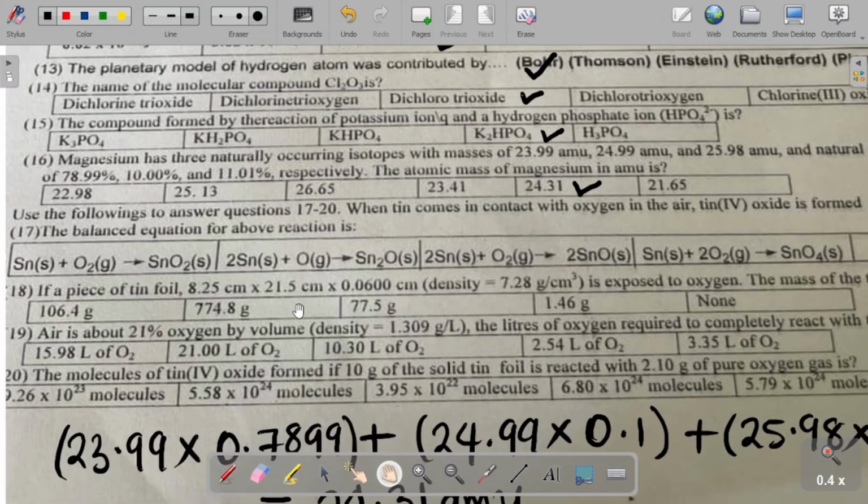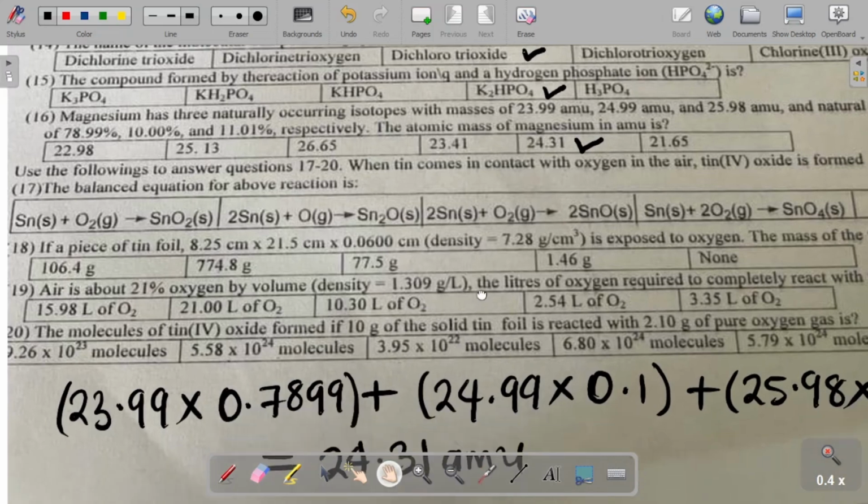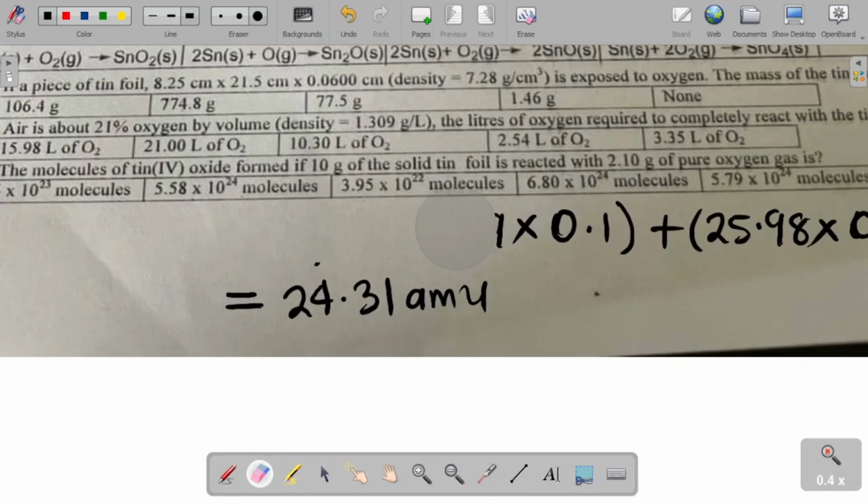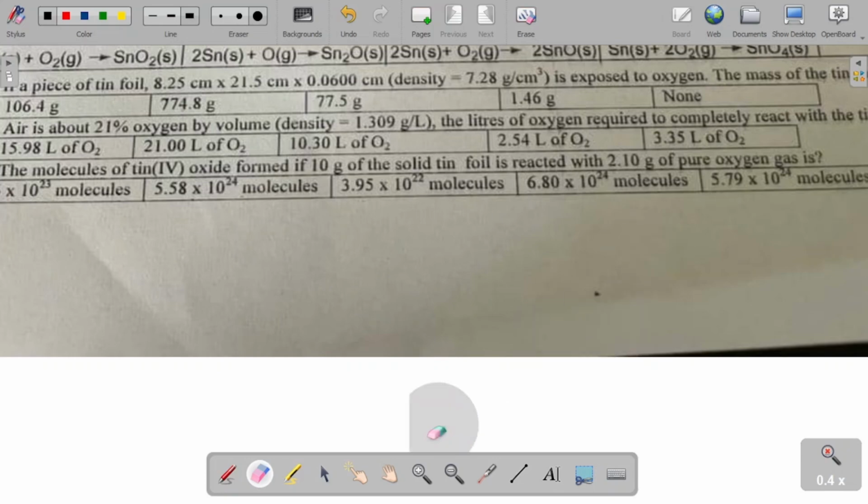All right, the next one there. Use the following to answer questions 17 to 20. All right, let me clear this first. So I'll clear this and let's do 17 to 20.